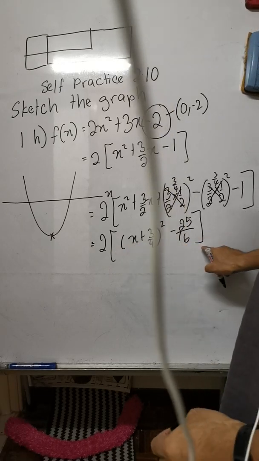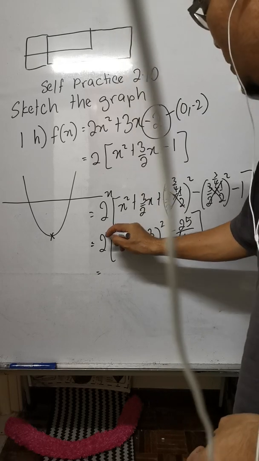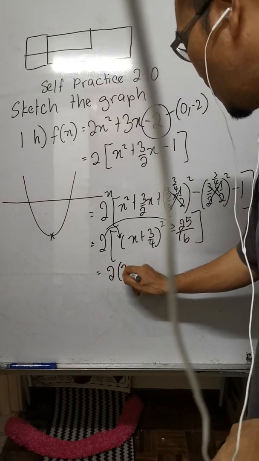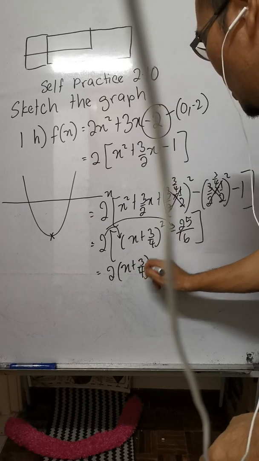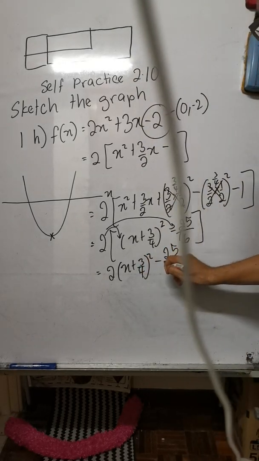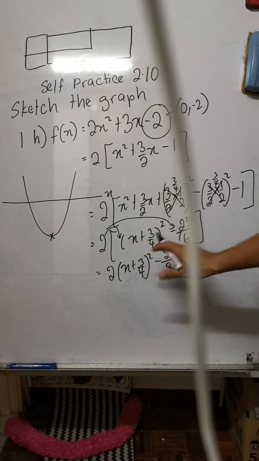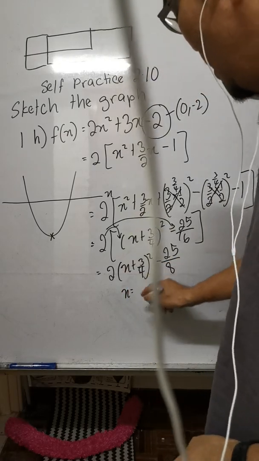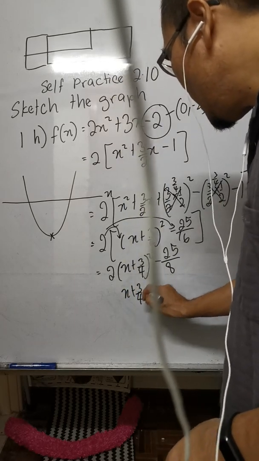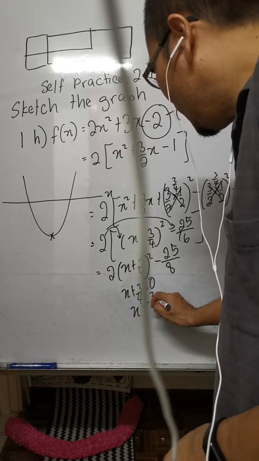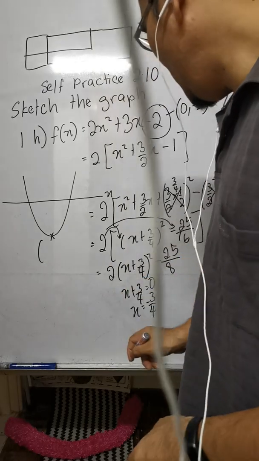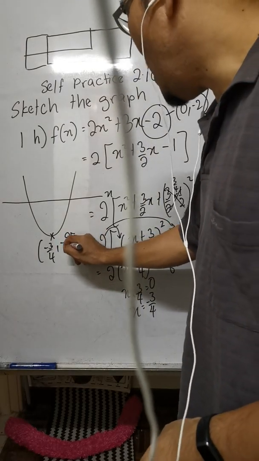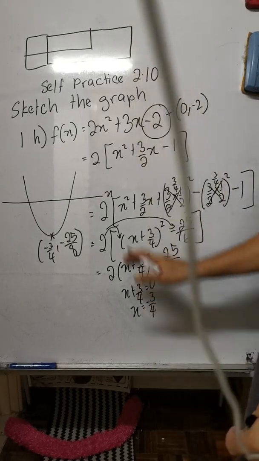Then you have to expand the big bracket here. So you multiply 2 here and multiply 2 with these numbers. So you have 2 times (x plus 3 over 4) squared minus 25 over 8. Okay, so based on this, the x will be negative 3 over 4, because you have to say x plus 3 over 4 equals 0. So x is negative 3 over 4, and the y will be negative 25 over 8.